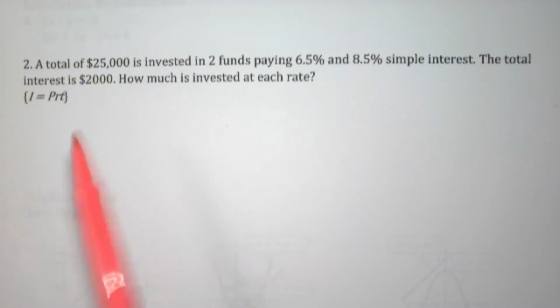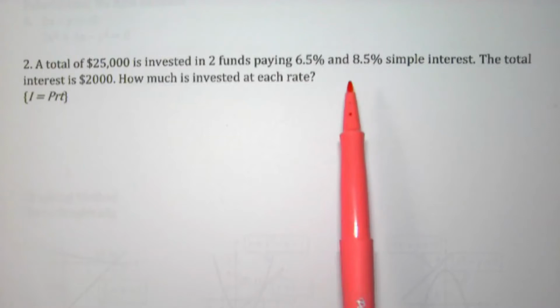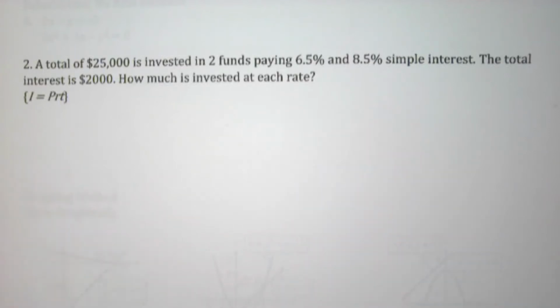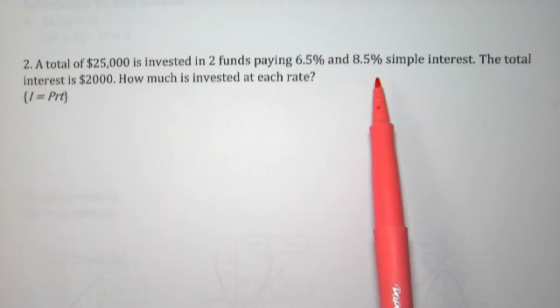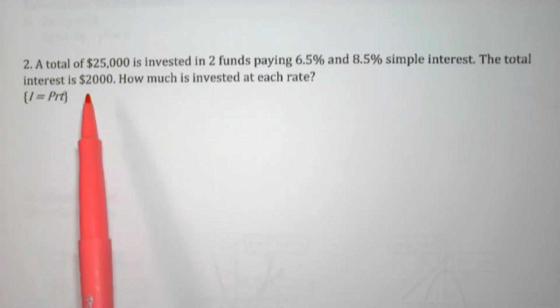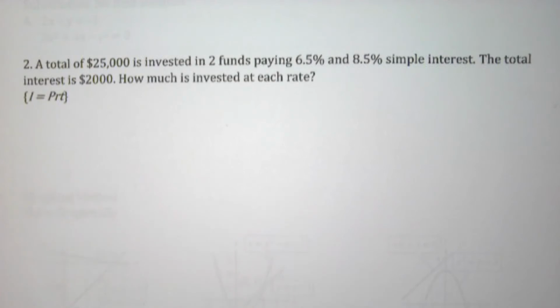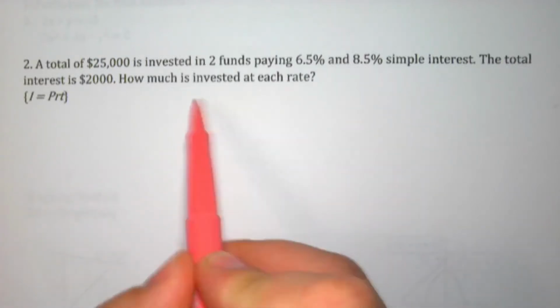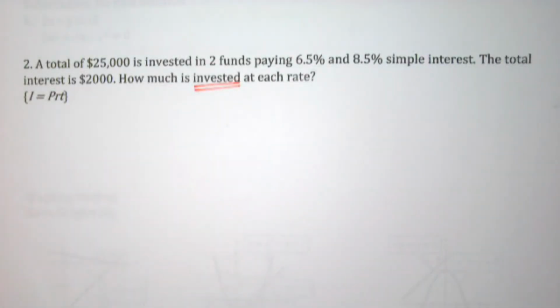We have a total of $25,000 being invested into 2 funds, and each fund is going to pay out separate interest. One is going to pay out 6.5%, and the other one is going to pay out 8.5%. The total interest we're going to make off this investment is $2,000. And then we just want to know how much is invested at each rate. So our variables are how much was originally invested into, say, the first fund, and how much was originally invested into that second fund, the fund paying out 6.5% and the other one paying out 8.5%.